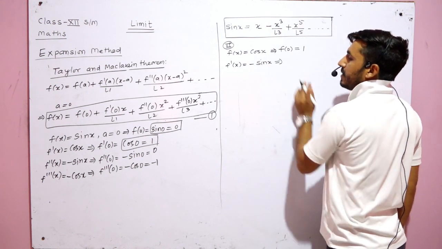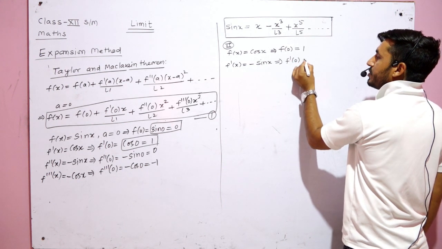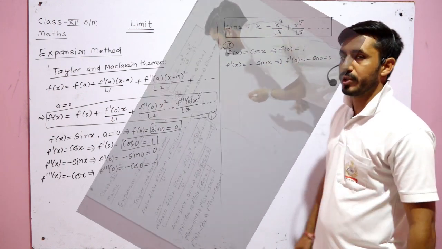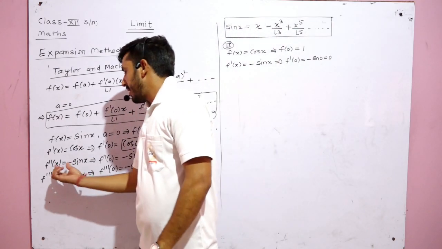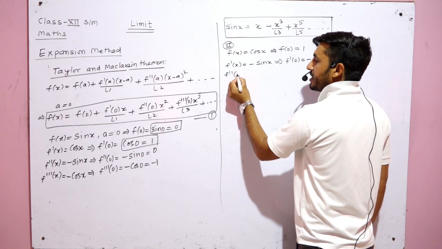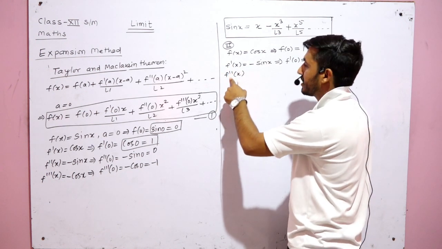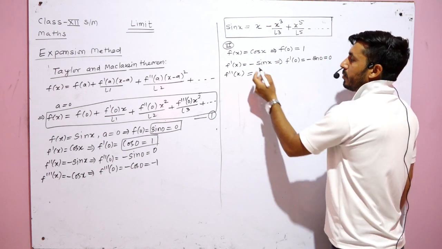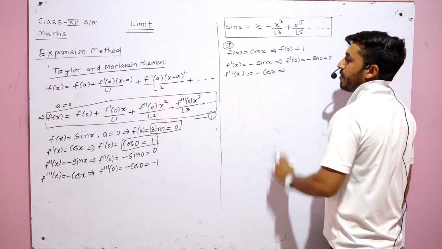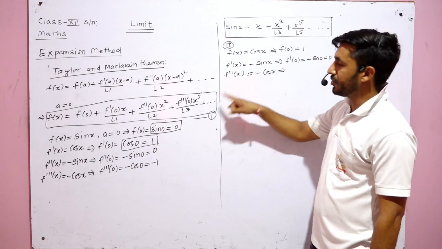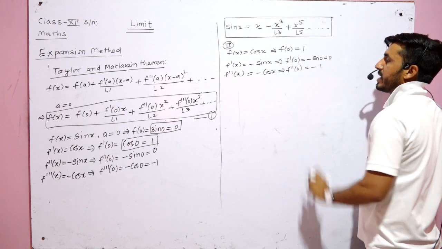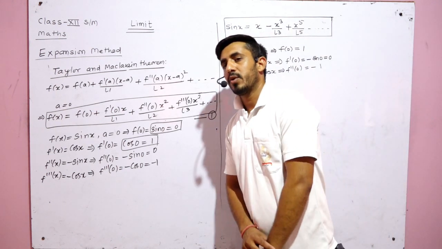Then again we find the value of f dash 0, which is equal to minus sin 0, and we know the value of sin 0 is equal to 0. For the next term, we differentiate the given function two times. f double dash x is equal to minus the differentiation of sin x, which is cos x. If we put x as 0, then f double dash 0 is minus cos 0, and cos 0 we know is equal to 1.